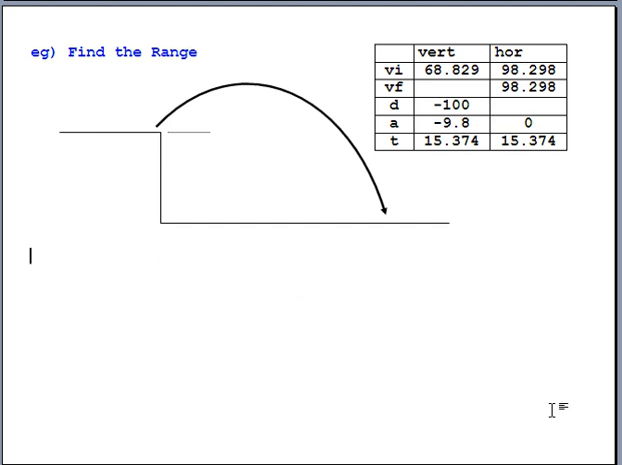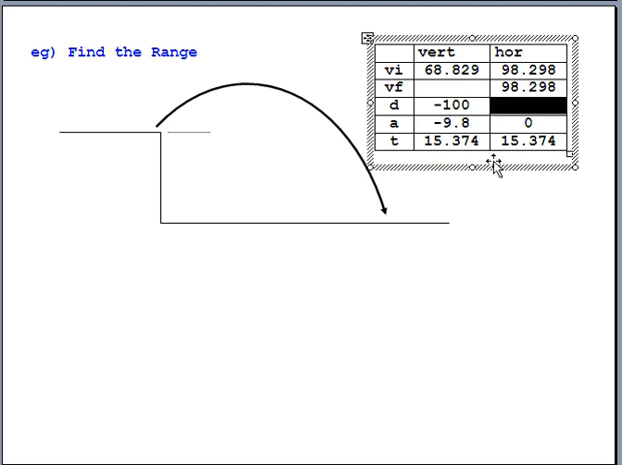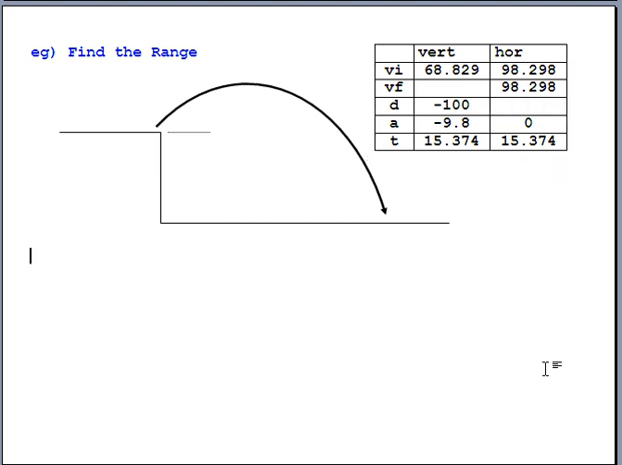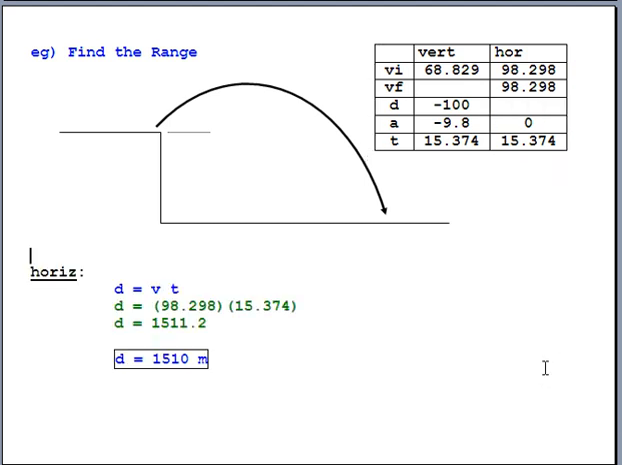Let's look for the range. How far does it go sideways? How far does it go out into the lake before it touches? We're looking for that horizontal distance or displacement box. Okay, that's our goal. Pretty easy, actually.